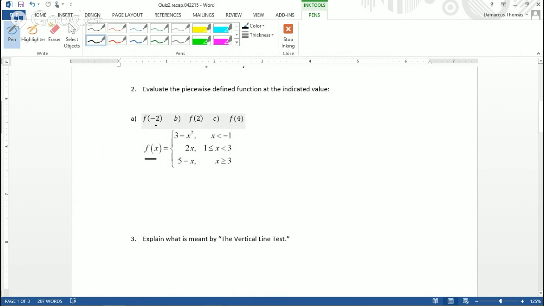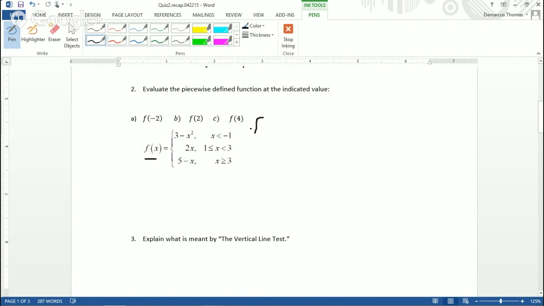So f of negative 2. We need to evaluate our function at negative 2, which means our x value is negative 2. So which one will we use here? Well, it turns out negative 2 is strictly less than negative 1. So we'd evaluate our function at 3 minus x squared.